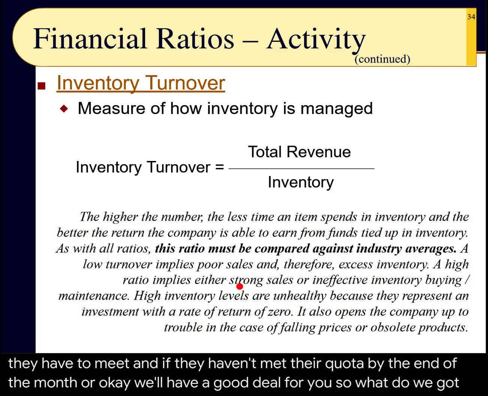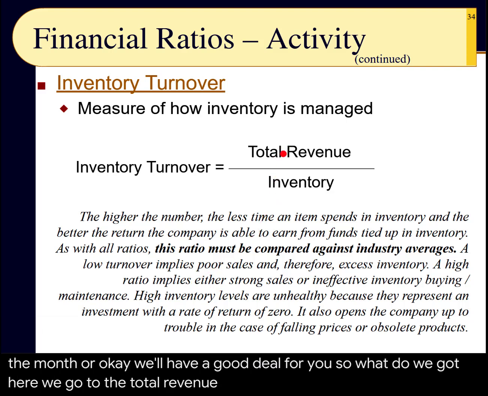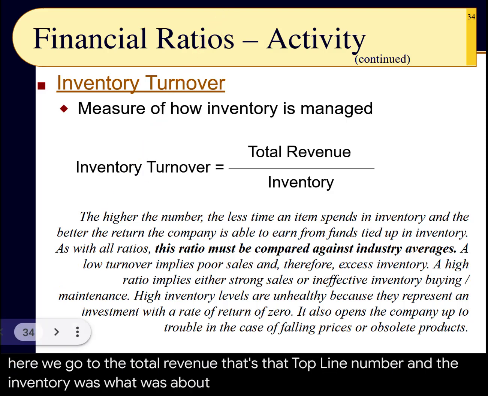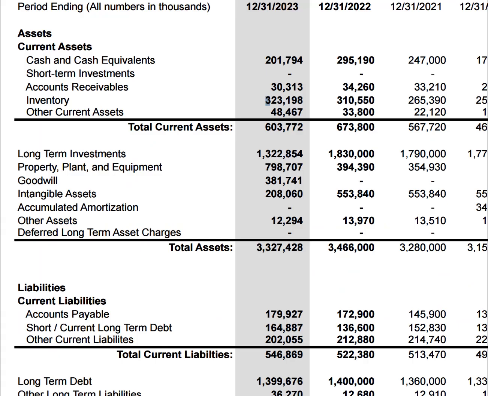So what do we got here? We go to the total revenue. That's that top line number. And the inventory was what? It was about $300 million, as I remember. Let's go to the balance sheet. Inventory was $323 million. So I get an inventory turnover of 21.